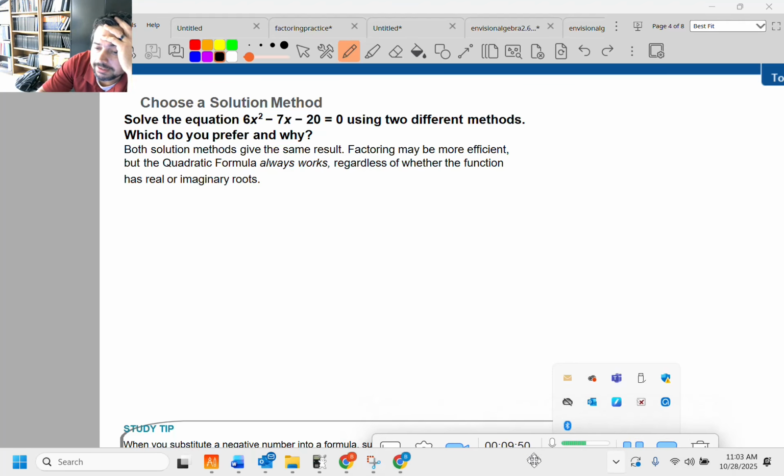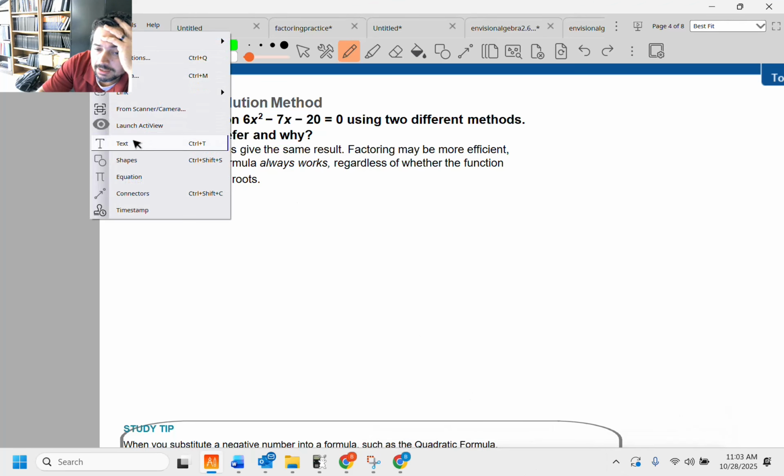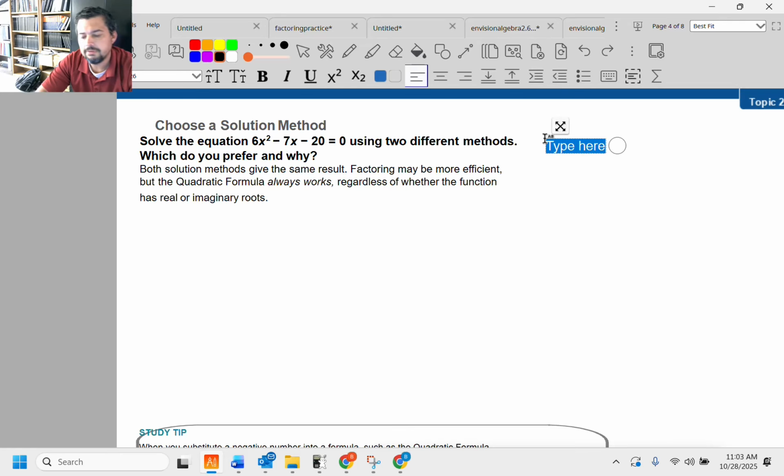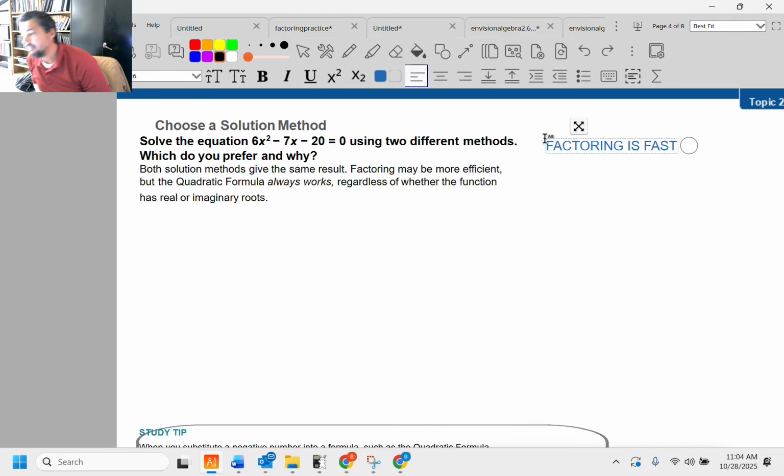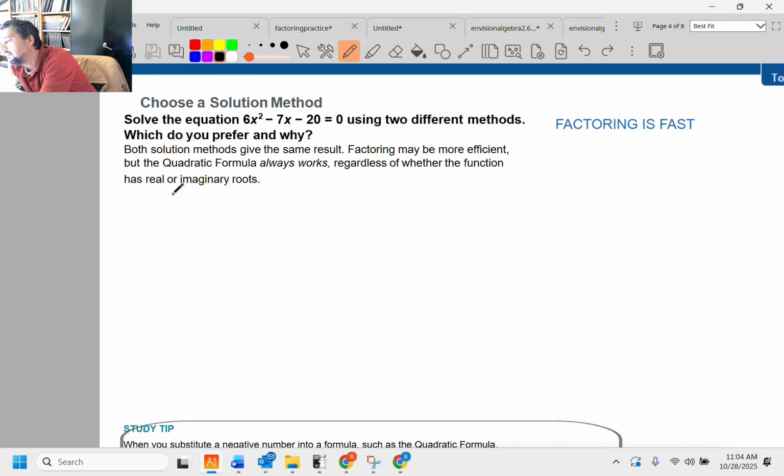So we have a compare and contrast problem up here. Here's the deal. Factoring is fast. If something appears that it factors, you should factor. If it doesn't look like it factors, then you should probably do the quadratic formula. That's how it is. And some kids, quite honestly, even though factoring is a big deal, you're just going to have to do the quadratic formula. But let's try to factor first.